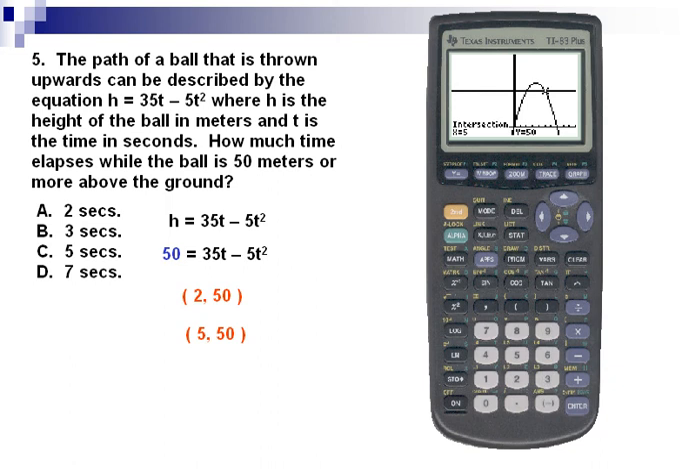In the points that you see, the x values represent time. So to figure out how much time elapses while the ball is 50 meters or more, we need to subtract those times, so that 5 minus 2 gives us 3. Therefore, 3 seconds elapses while the ball is 50 meters or more above the ground.